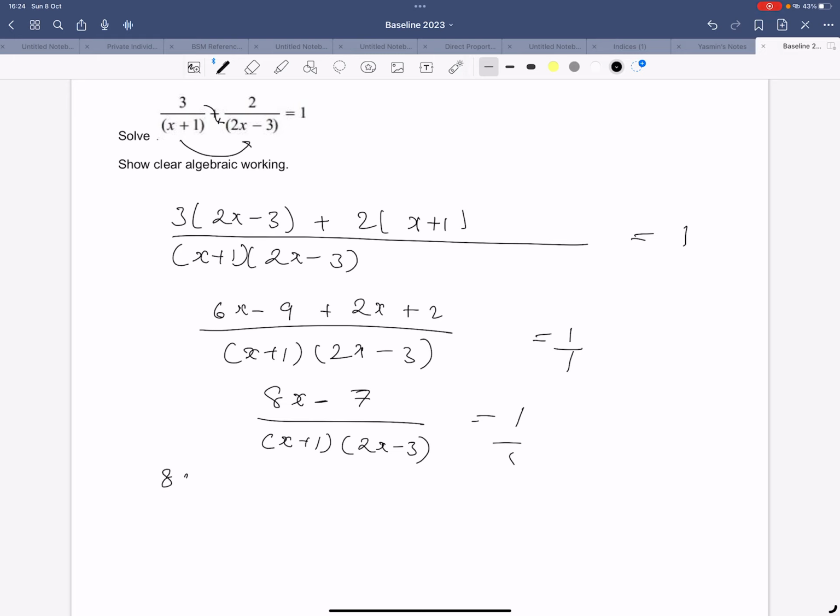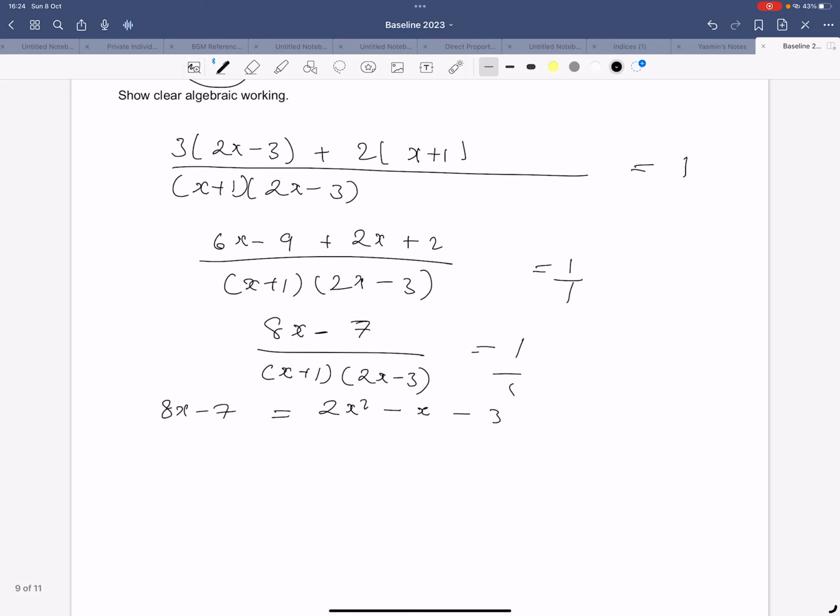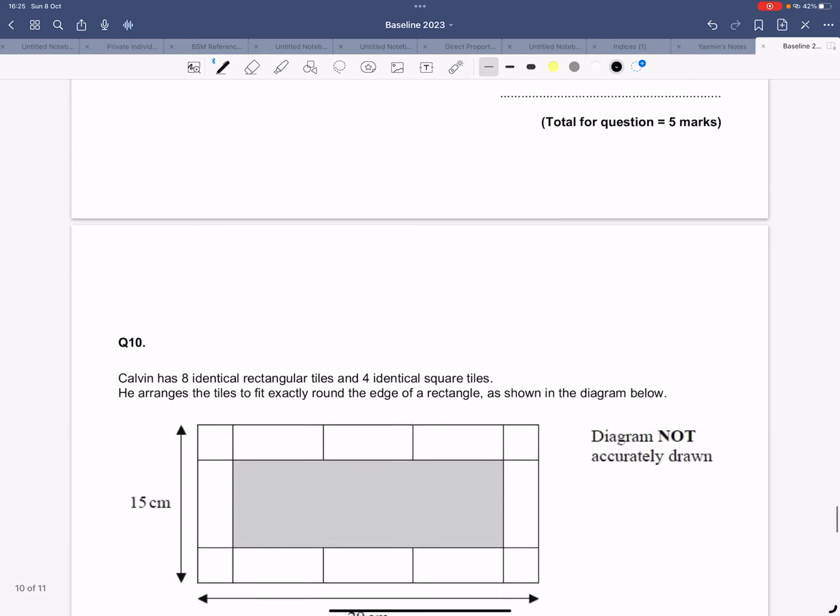Now multiply, so 8x minus 7 equals, expanding the bottom, 2x squared minus 3x plus 2x is minus x, minus 3. And now bringing everything to one side, it's going to be 2x squared minus 9x plus 4 equals 0. And again, this is factorizable. It's a special one because 2 only has factors in itself. So we can use the original way of factorizing, and it's minus 1 and minus 4. So x equals positive 4 and x equals negative a half. 5 marks, it's so easy.